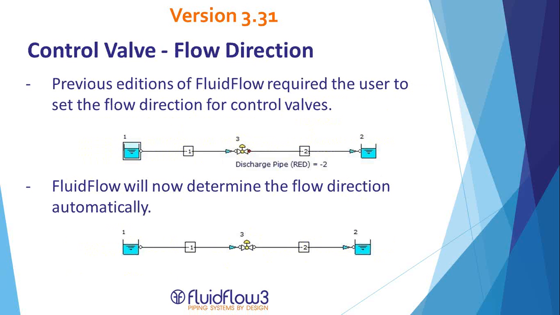So we can also automatically size control valves, and previous editions, if you recall, required you to set the design flow direction for your control valve. So if you can see in the top diagram here, we've got our simple pipe system with a controller in it, and you can see on the right hand side of the control valve the little red dot which denotes the discharge side of the valve, in this case pipe reference user number -2. But we no longer need to set this flow direction, and now when you build the model it will appear like so. So you can see the red dot has been removed and the software will automatically determine the flow direction in the system.